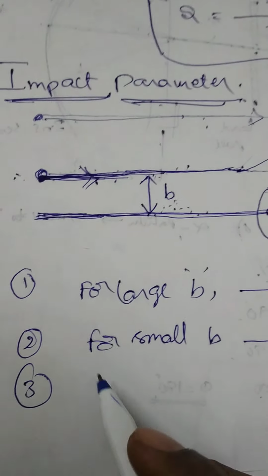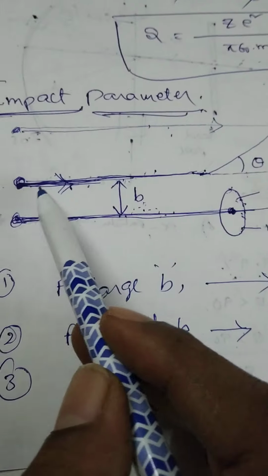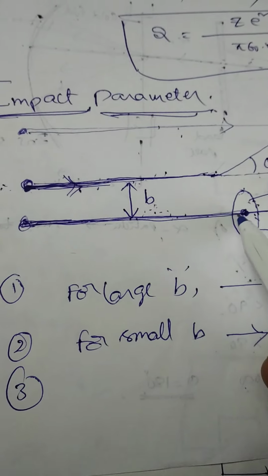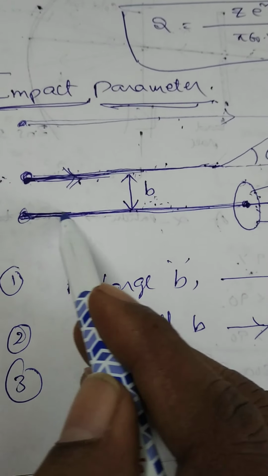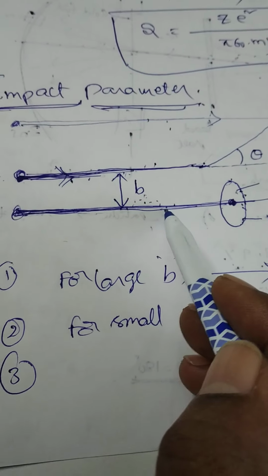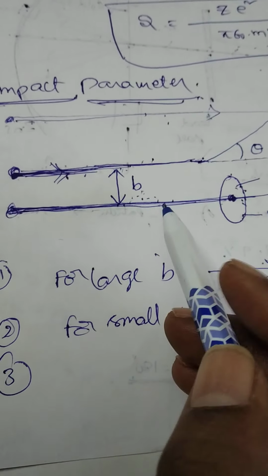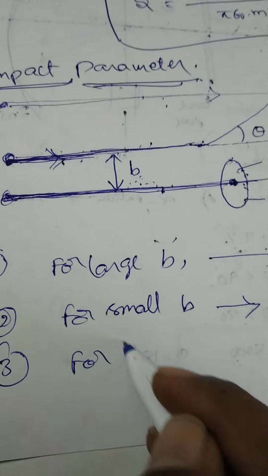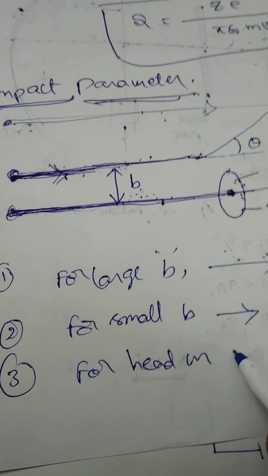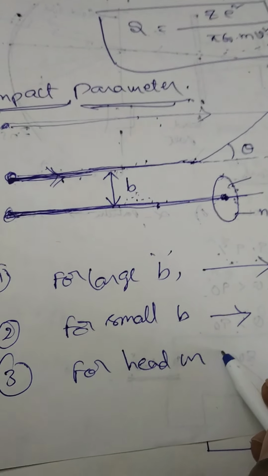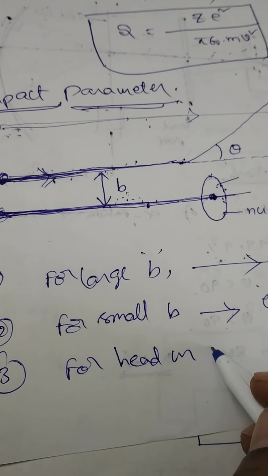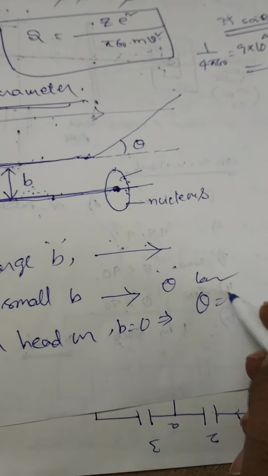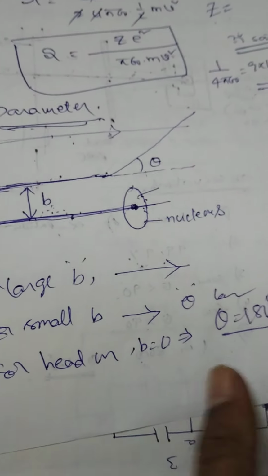Third, suppose a direct head-on collision, meaning the alpha particle approaches the stationary nucleus along this line. Due to this head-on collision, the alpha particle approaches the nucleus up to a certain distance and experiences a large repulsive force, so that its direction of motion is reversed. So for head-on collision, when the alpha particle aims at the center of the nucleus, the impact parameter b is approximately equal to 0. In this case, the angle of scattering is found to be theta equal to 180 degrees.